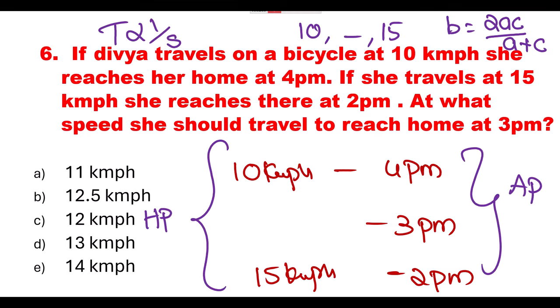If it is AP and three terms A, B, C are there, B minus A equals C minus B, 2B equals A plus C, like that we'll get. Whereas in harmonic progression, when two terms are there, to calculate the middle term, you do 2 into 10 into 15 divided by 10 plus 15, that is 25, which gives 12 kilometer per hour speed. It's not 12.5. Clear with this question?